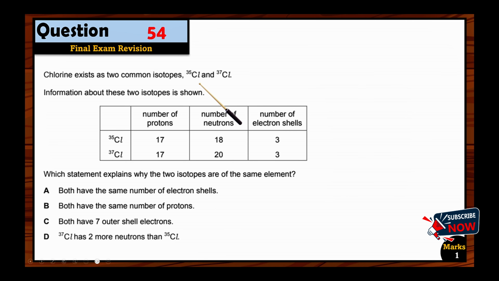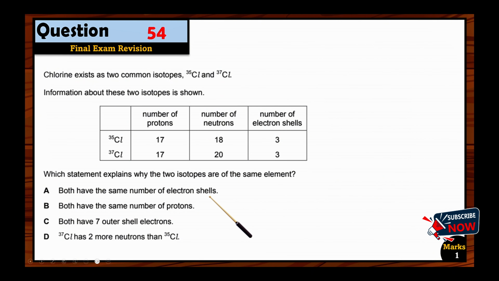Chlorine exists as two common isotopes, Cl-35 and Cl-37. Information about these two isotopes is shown. Which statement explains why the two isotopes are of the same element? Okay, so what defines an isotope? An isotope of an element always has the same proton number because they are of the same element. And what decides that this atom belongs to the same element? Actually, it's the proton number.